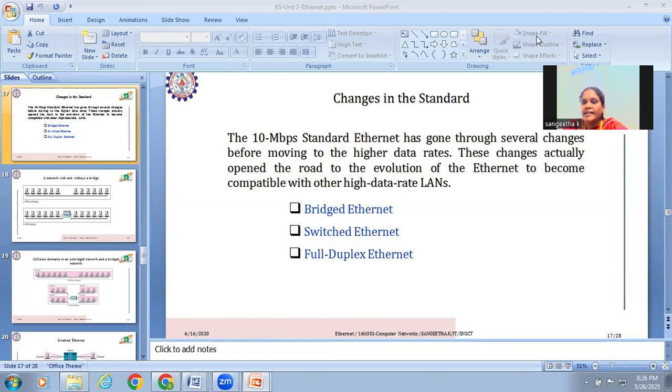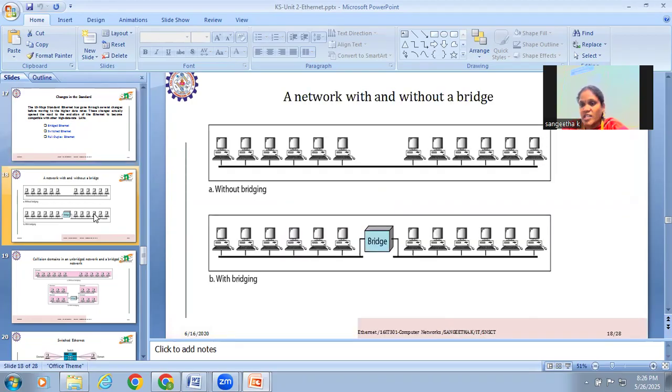There are various categories of Ethernet: bridged Ethernet, switched Ethernet, and full duplex Ethernet. We will see the structure here. The first one is bridged Ethernet. In bridged Ethernet, the devices are connected in a bus topology, and the various segments are connected by using a bridge. The first one shows the devices connected without a bridge. The second one shows the connection using a bridge. Likewise, the devices are connected.